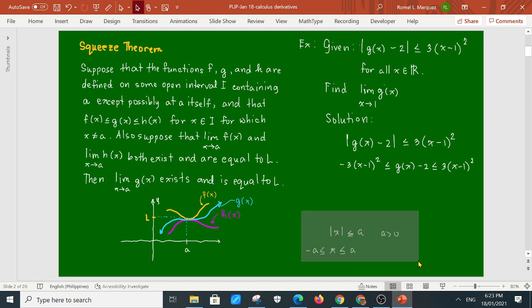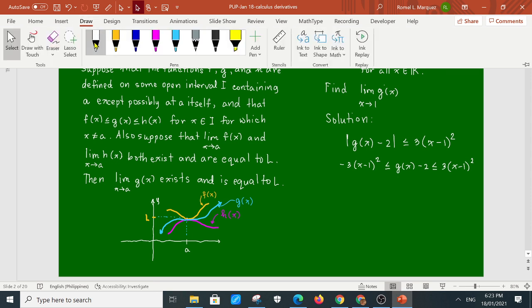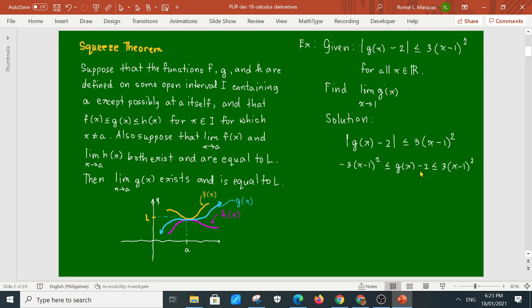So, how are we going to apply the Squeeze Theorem to get the limit of g of x? First, let us eliminate negative 2, meaning we add positive 2 to each part. So negative 3 times (x minus 1) quantity squared plus 2, less than or equal to g of x, less than or equal to 3 times (x minus 1) quantity squared plus 2.